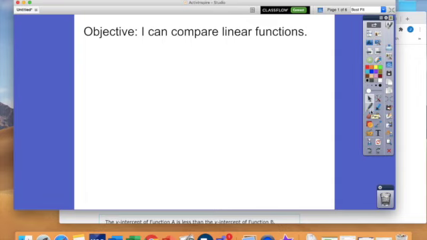All right, so today we're going to compare linear functions. I'm just going to do 5 examples with you. We're going to practice some IXL. Then we're going to do a little review assignment for our quiz tomorrow. All right, here we go.